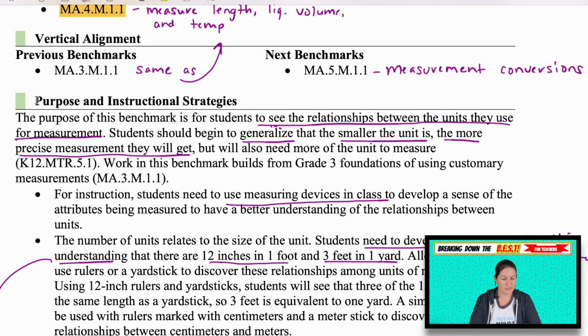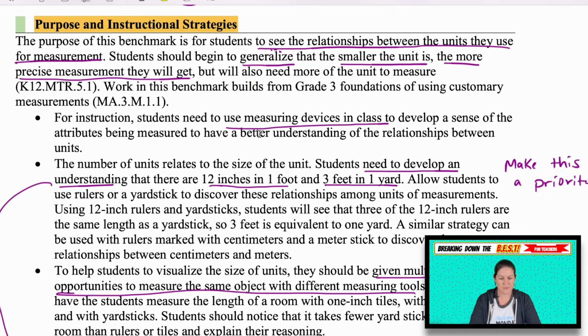All right, this next section, the purpose and instructional strategy section, I'm just going to break down a few notes that popped out at me. So the purpose is to see the relationships between the units they use for measurement, that students should begin to generalize that the smaller the unit is, the more precise of a measurement that they will get. So in 3rd grade, we weren't as precise. We were just getting comfortable with the ruler to the nearest 1/4 of an inch. But in 4th grade, we are getting more precise with these measurements.